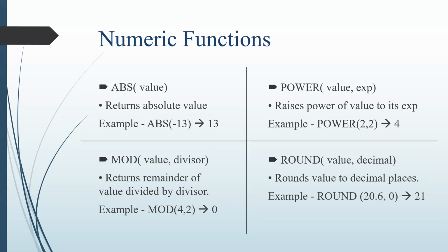Next is round. Round is a function which rounds the value to the given decimal places. In the example, we have a decimal value 20.6, and we are passing how many decimals we want after the point, which is 0. So it will round it to its nearest integer, which is 21.